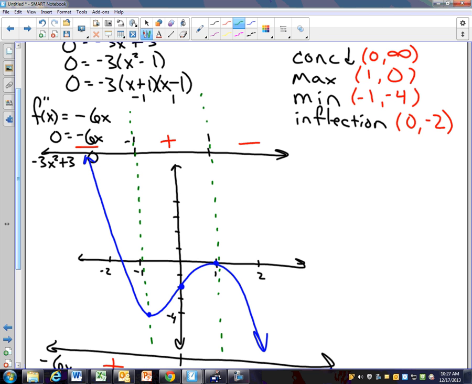Can you guys see that? Look how I divide up the first derivative graph. See that my graph is definitely decreasing here? This is a way for me to check all my work. It's positive in between here. You can see how it's going up. It's negative here. It's going down.